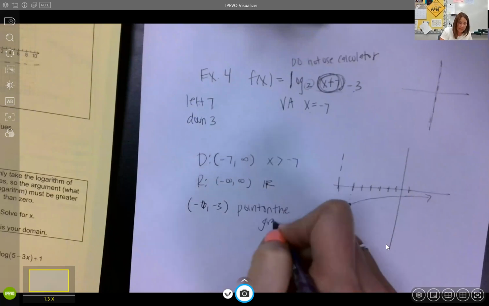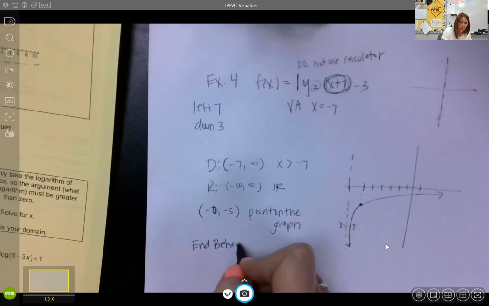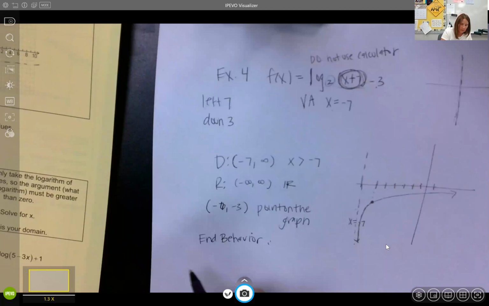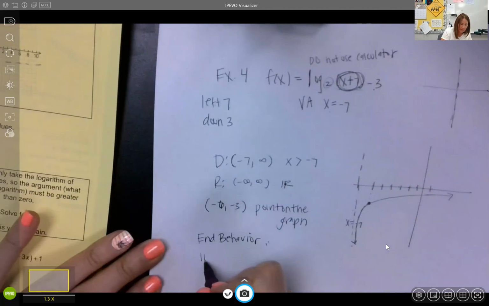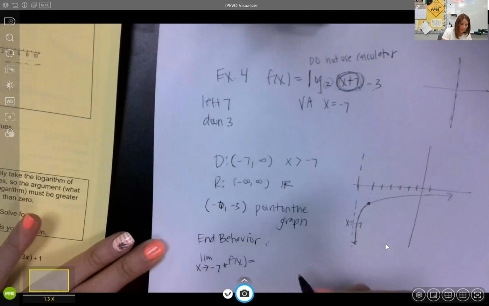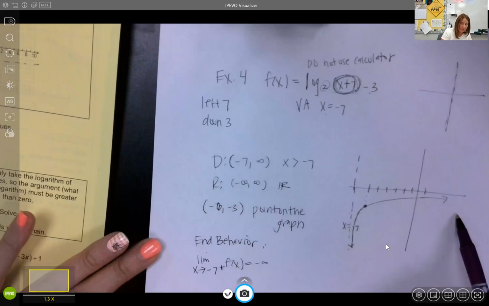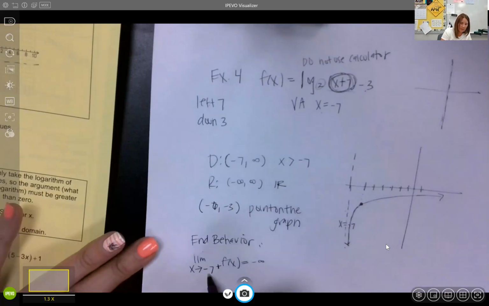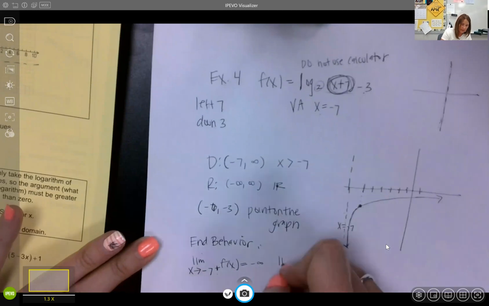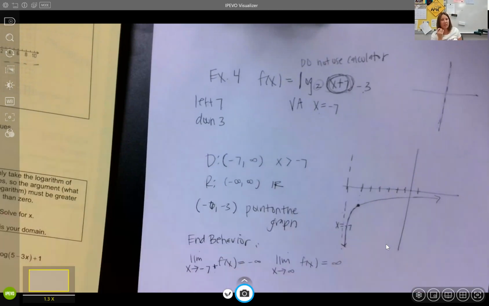And the last thing we need to do is end behavior. Okay, so this is going to be when I have the limit as x approaches the asymptote, -7 from the right side. I still haven't flipped this over to see what the other side looks like. So we're still doing -7 on the right is going down. And then on the right side of the graph is going up.